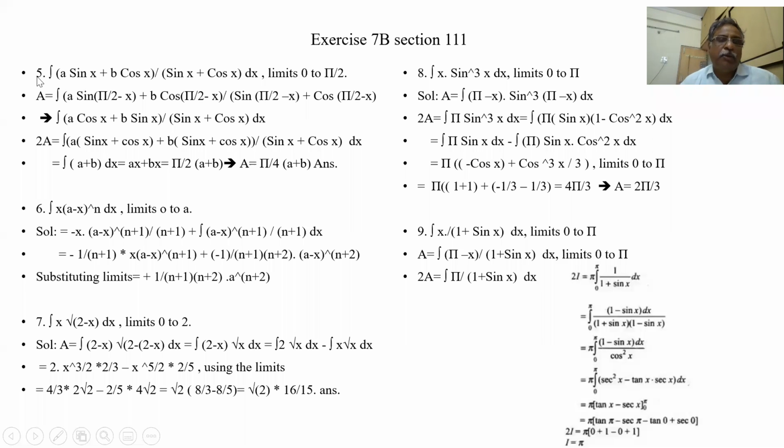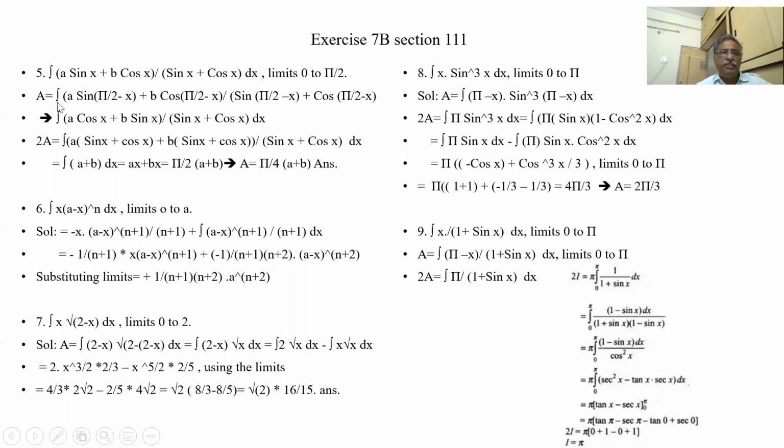Let us see problem number 5. Integral of (a sin x plus b cos x) divided by (sin x plus cos x) dx, limits 0 to pi by 2. Now I am going to substitute pi by 2 minus x, because 0 plus pi by 2 is pi by 2. Sin of (pi by 2 minus x) is cos x, cos of (pi by 2 minus x) is sin x. So the given expression became this one.